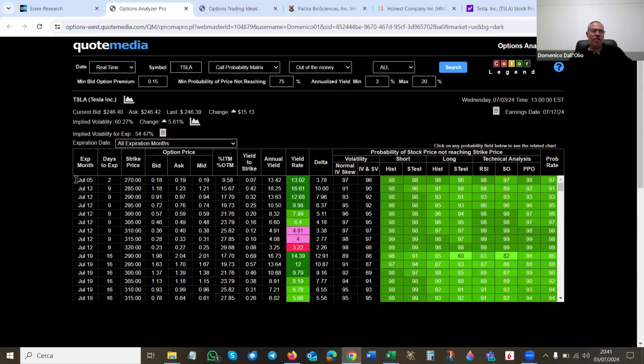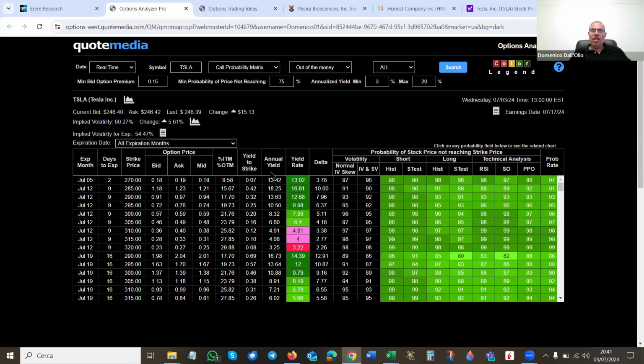Okay, so for July the 5th, 2 days to expiration, strike price 270, with the bid and ask 0.18, 0.19, the mid price, the percentage ITM or OTM. This means how much the price needs to increase or decrease, if you're switching to the in the money options, to reach the strike price. What is the yield to strike? The value of the mid price, I think it's considered here, in comparison to the strike price.